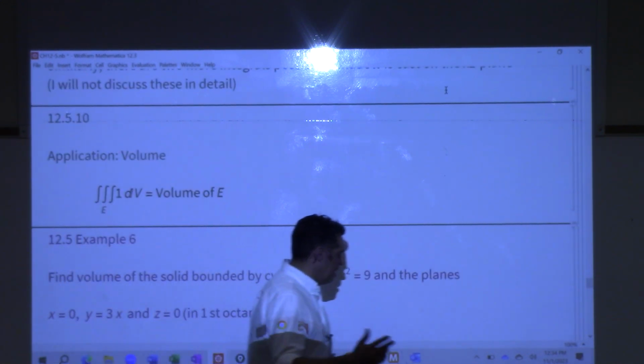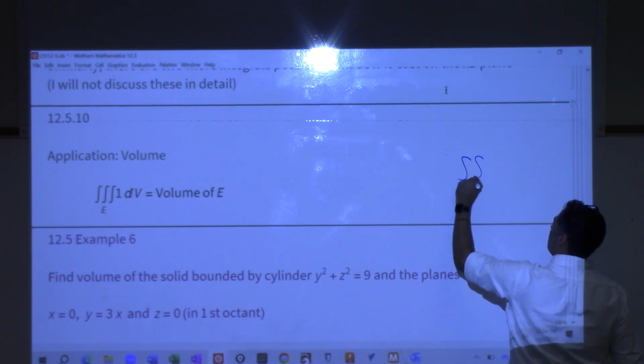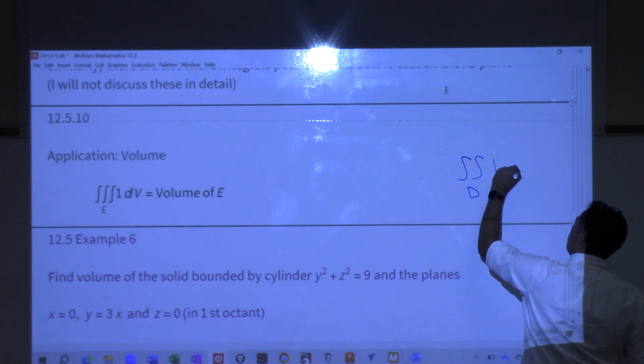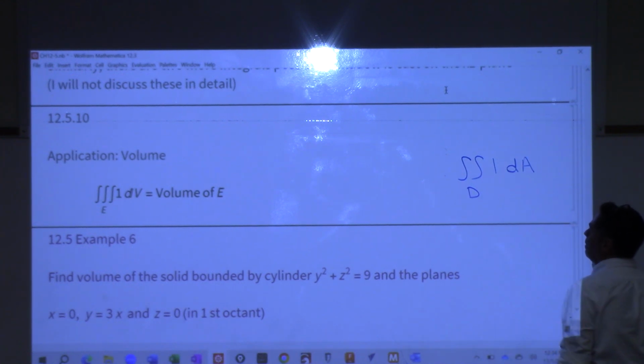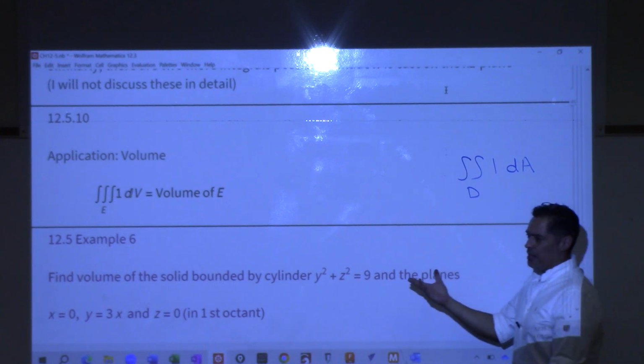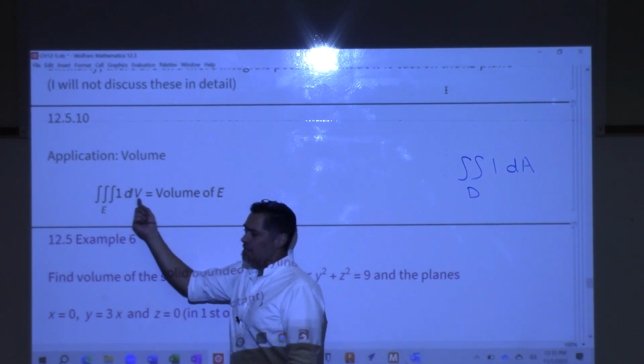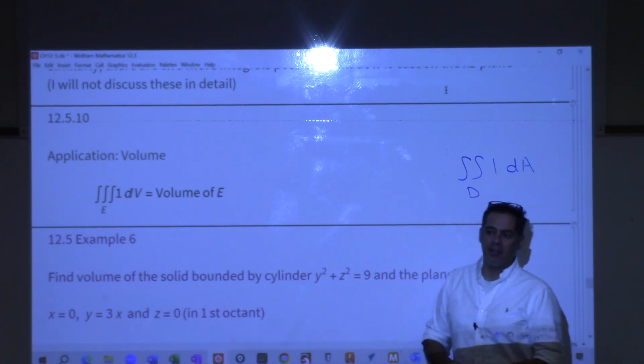Super important. This is going to end the day for us. So remember this. This was really important. I asked you to put a star next to it. Double integral of 1 dA. When we were doing double integrals, if you do a double integral over the region D of 1 dA, what did that give us? The area of D. Well, similarly, if you do the triple integral over E of 1 dV, then you're going to get the volume of E.